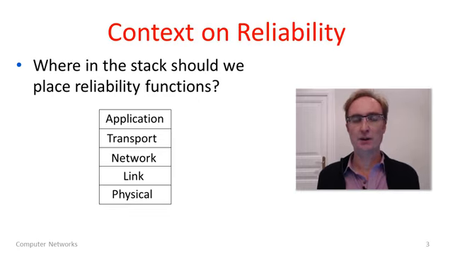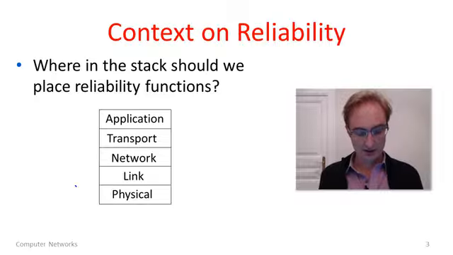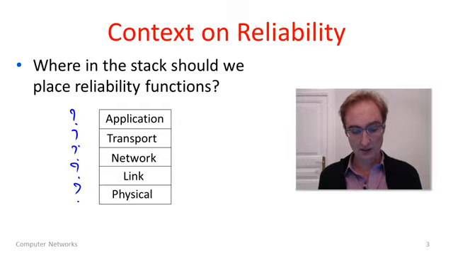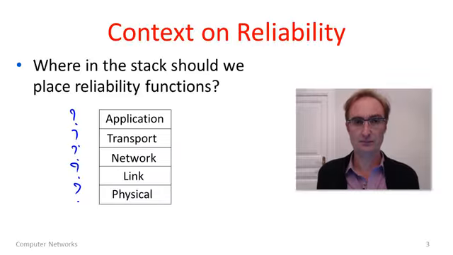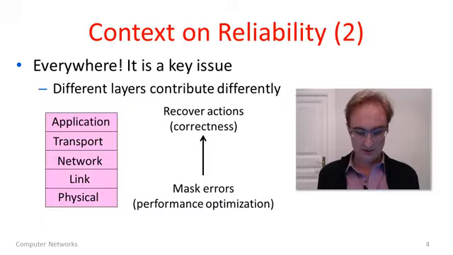An important question for us to consider is where in the stack we should put reliability functions. Well, we have a whole stack here. Should our reliability functions for dealing with errors go at the physical layer, the link layer, the network layer, the transport layer, or the application layer? What do you reckon? 5 different choices. The answer is essentially that reliability functionality should go everywhere in the stack.